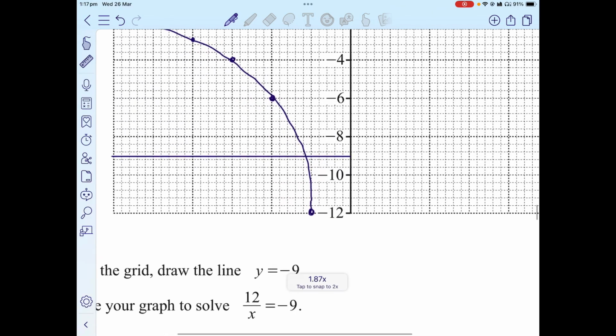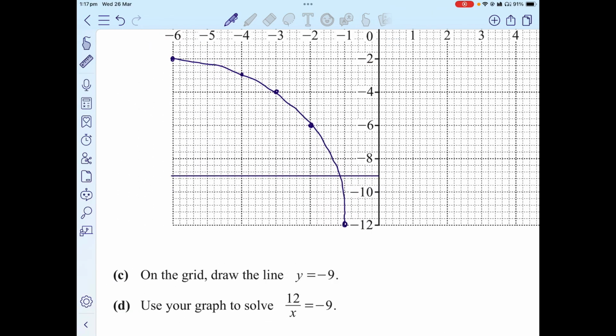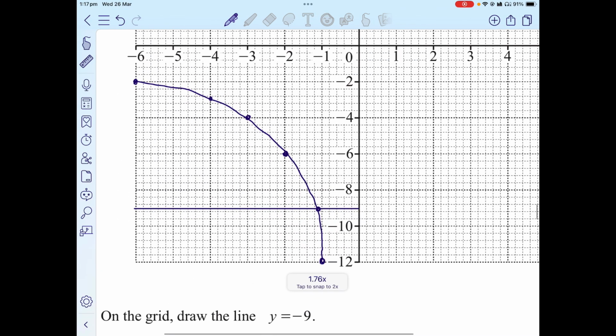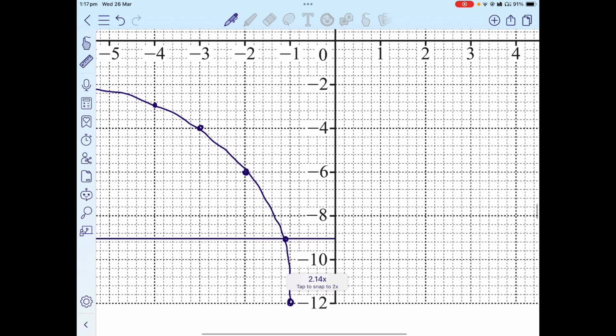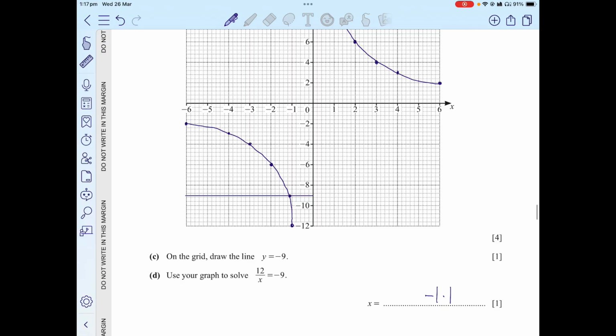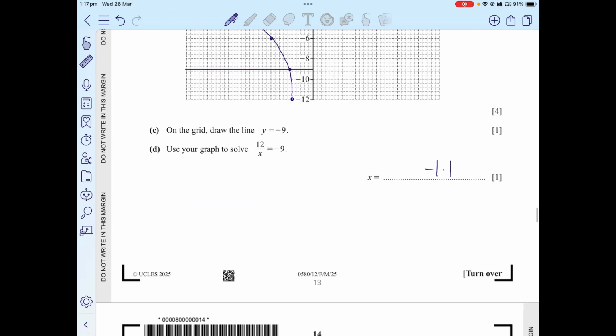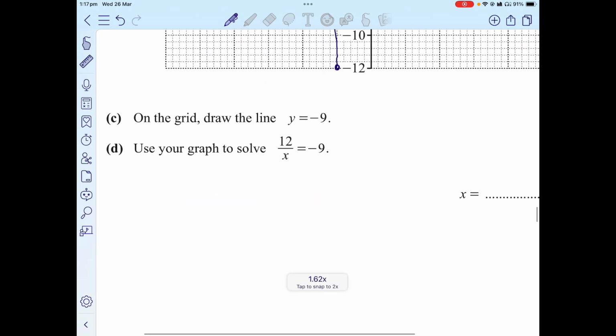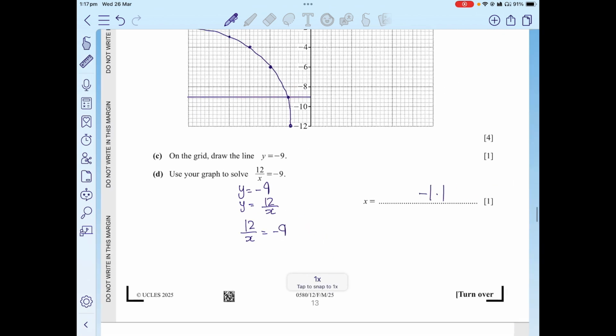After that, what they're telling us is to find 12 over x equals negative 9. You do not have to solve this. You basically see the point of intersection. At this point of intersection, the value of x is around negative 1.1. So the answer would be negative 1.1. Wherever they intersect, this is where both will be equal. Now, because y equals negative 9 and y equals 12 over x, where they meet, 12 over x equals negative 9.